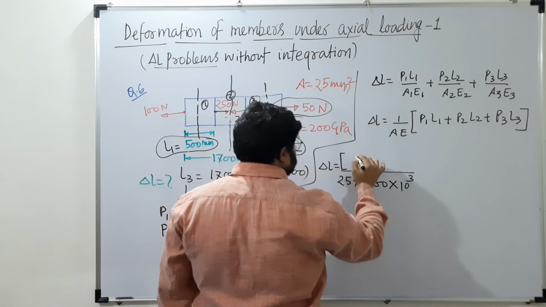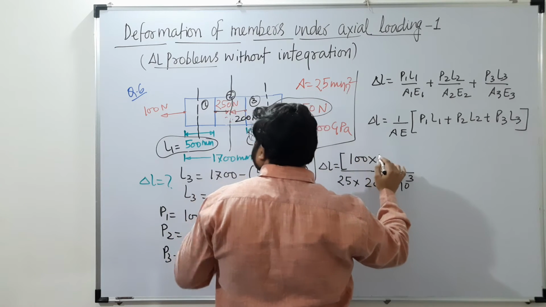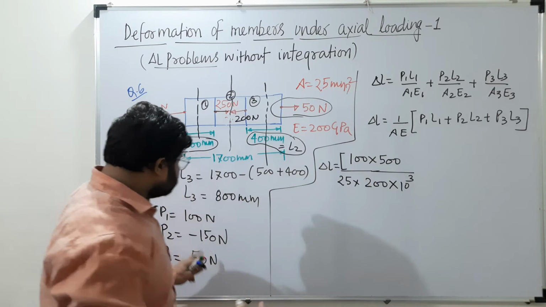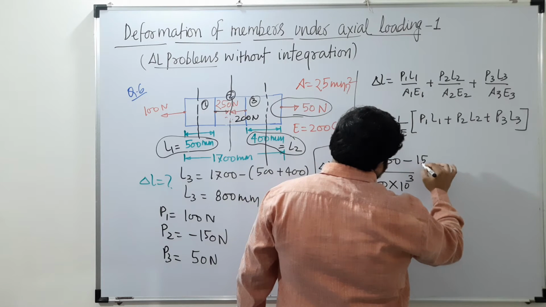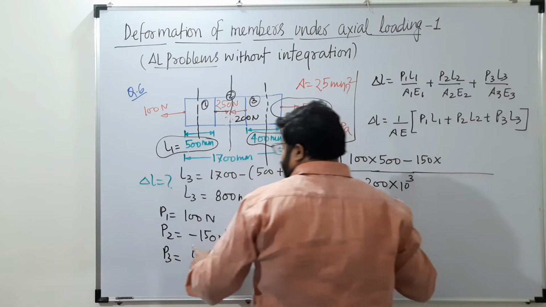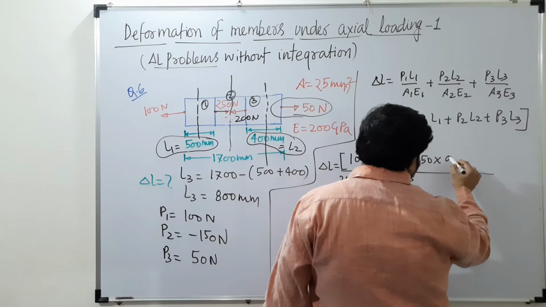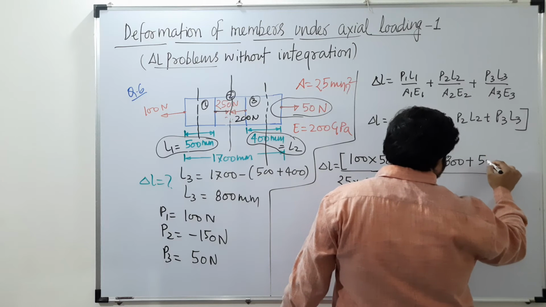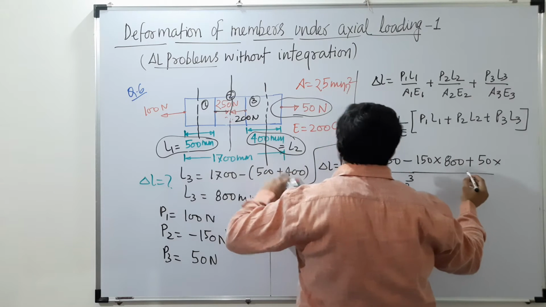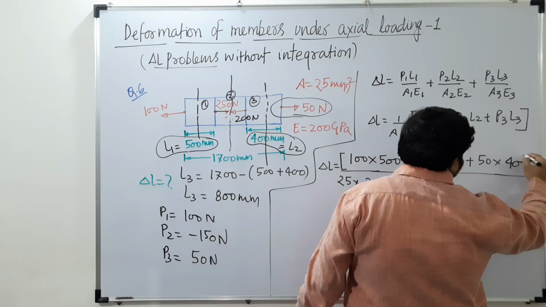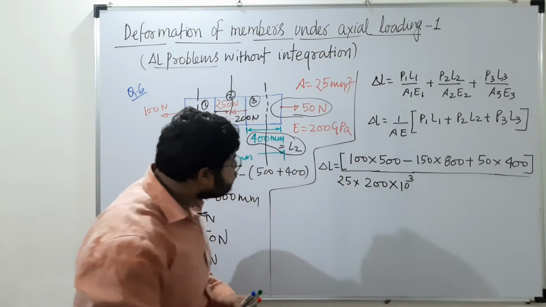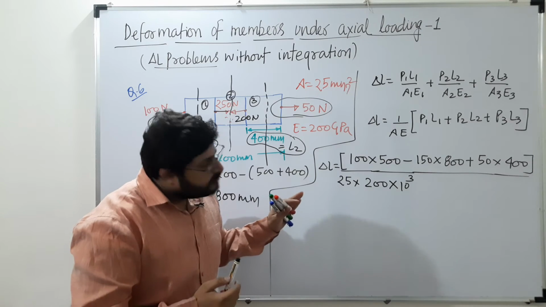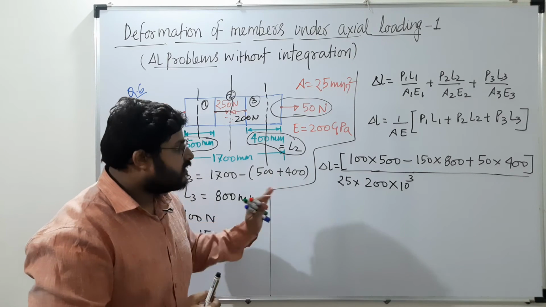So P1 into L1. So P1 is 100 into L1. L1 is 500. Now because P2 is compressive, we will write minus 150 multiplied by the length, 800. Then plus the third force, that is 50, multiplied by the length. Length is given as 400. Right? So if you look at this, now the equation you need to solve and you will get the answer.